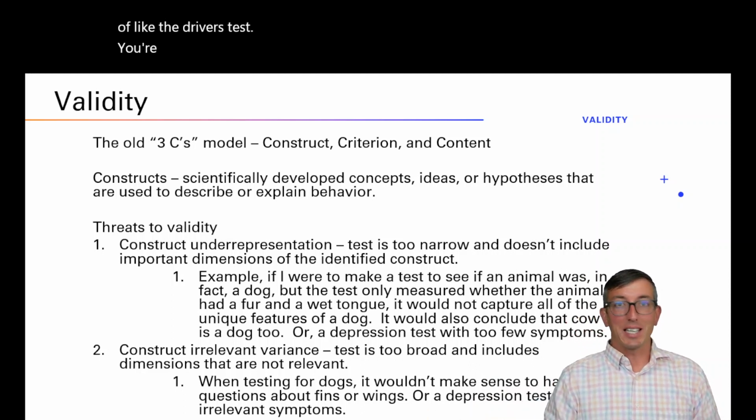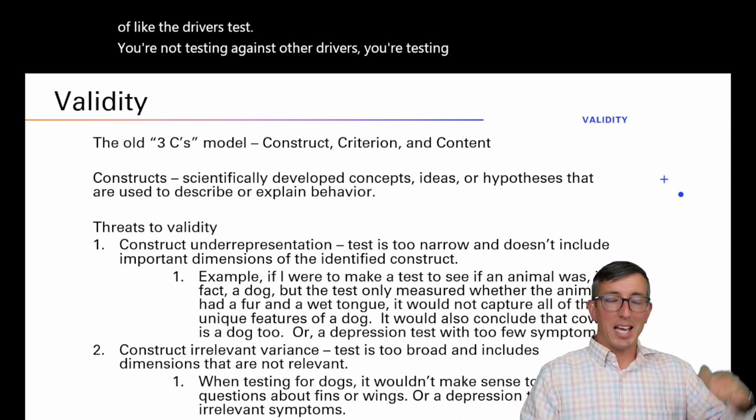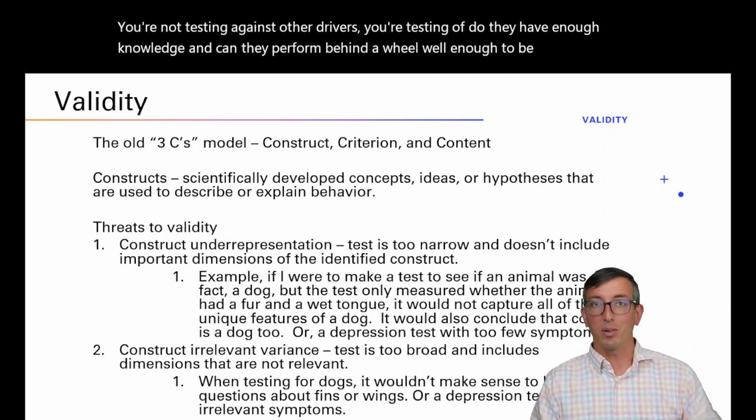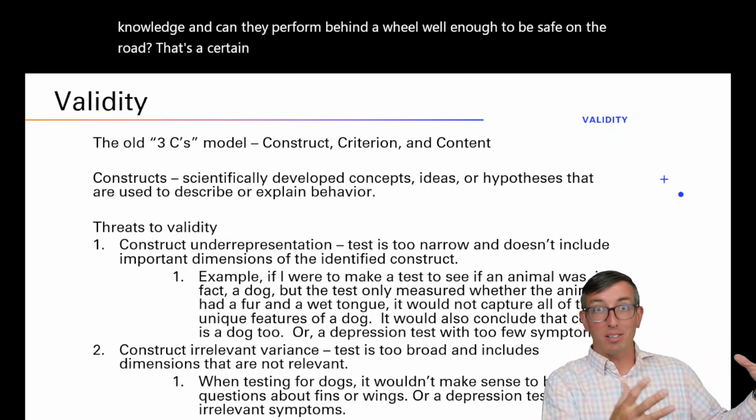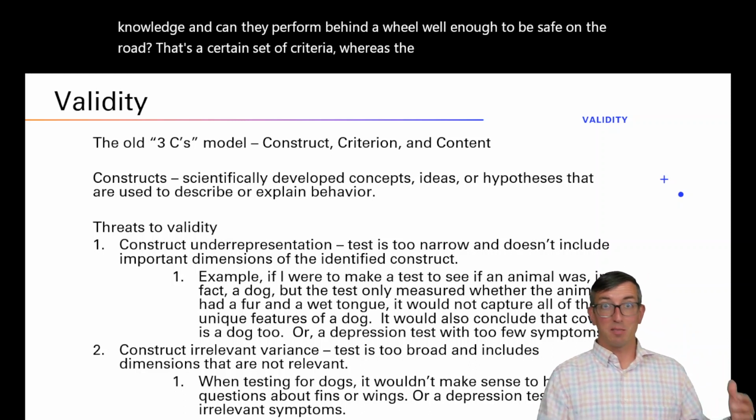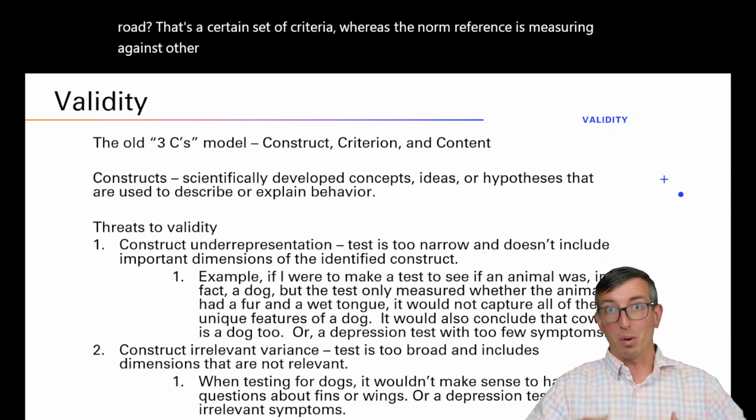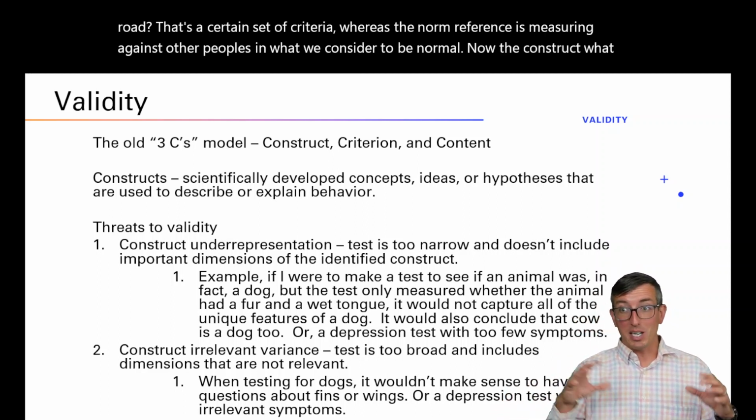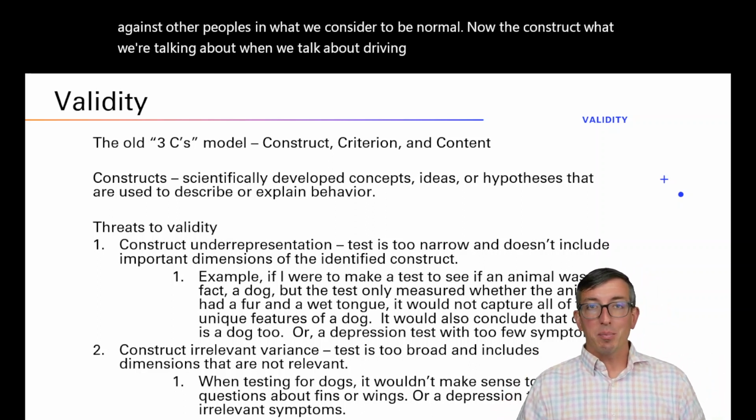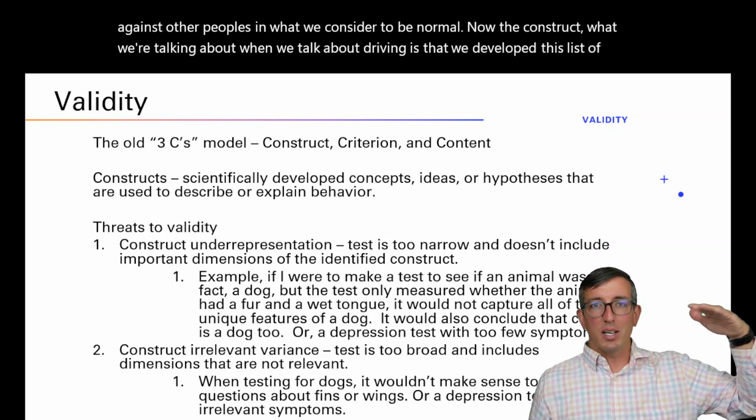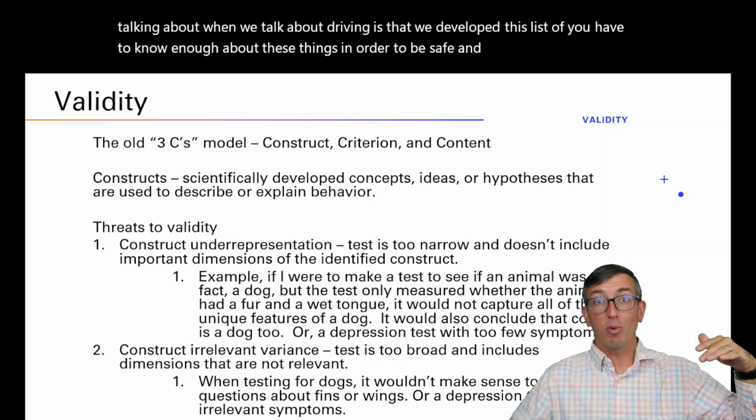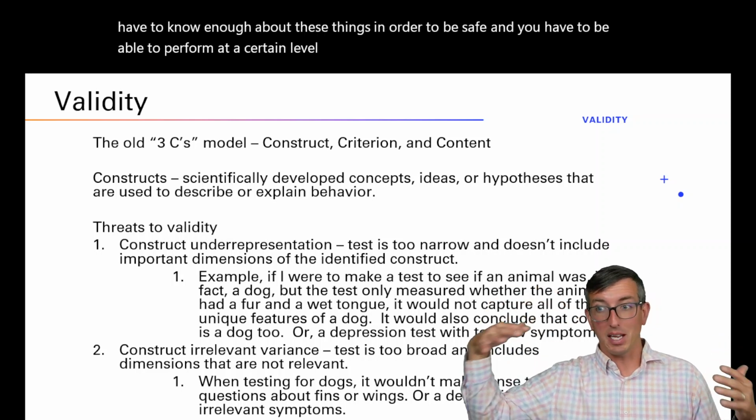You're not testing against other drivers. You're testing whether they have enough knowledge and can they perform behind a wheel well enough to be safe on the road? That's a certain set of criteria. Whereas the norm reference is measuring against other people's and what we consider to be normal. Now, the construct, what we're talking about when talking about driving, is that we develop this list of, you have to know enough about these things in order to be safe. And you have to be able to perform at a certain level enough to be safe, right?